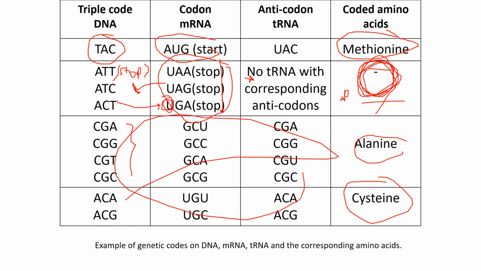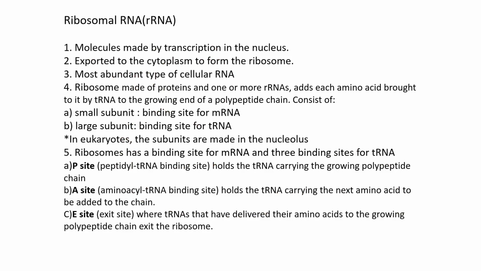Okay, done. All right, nice. Let's proceed. Now, ribosomal RNA, rRNA. It is a molecule made by transcription in the nucleus, similar to mRNA and tRNA. Exported to the cytoplasm to form the ribosome. Ribosomal RNA is the most abundant type of cellular RNA. Ribosome is made of proteins. Now we are talking about ribosomes, right? Ribosome is made of proteins and one or more rRNA.